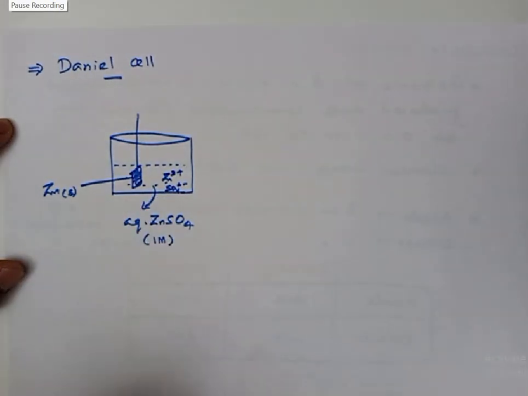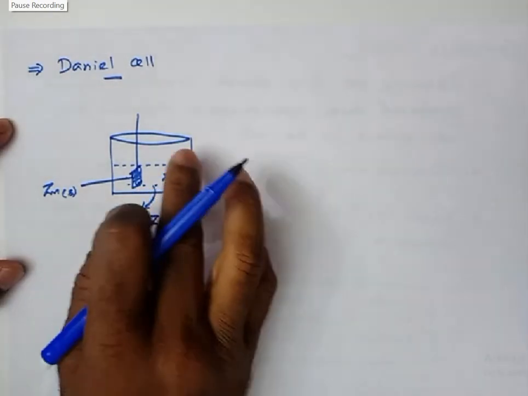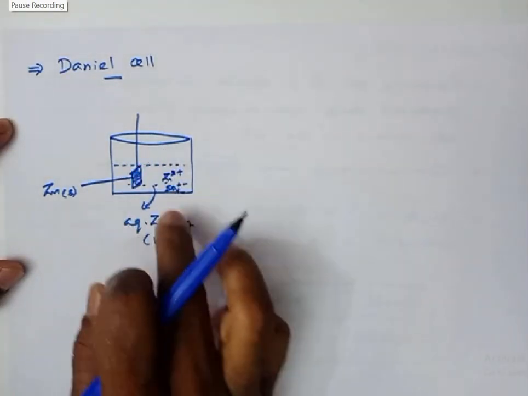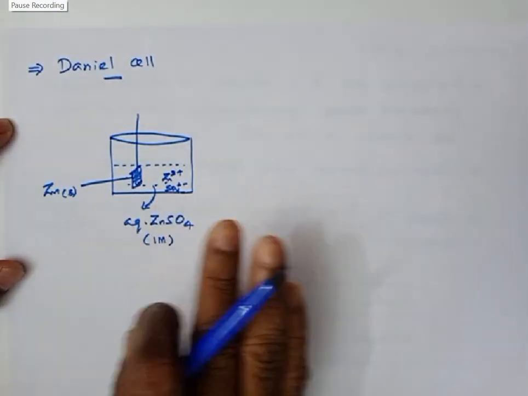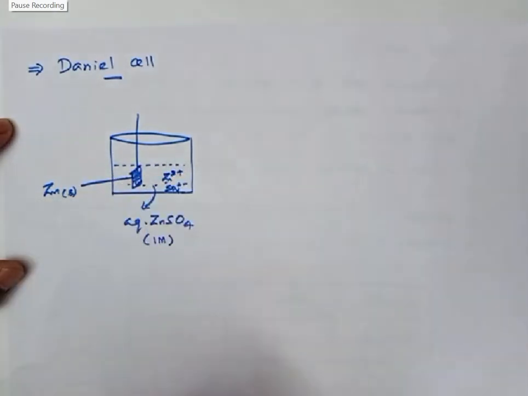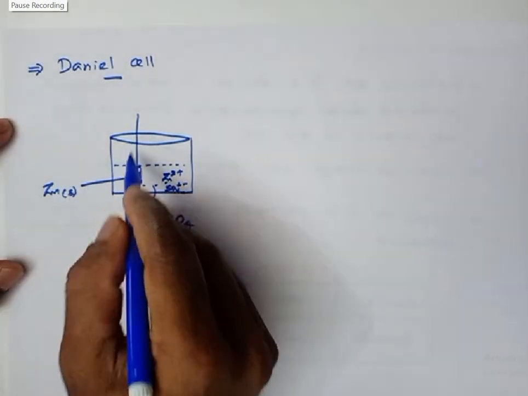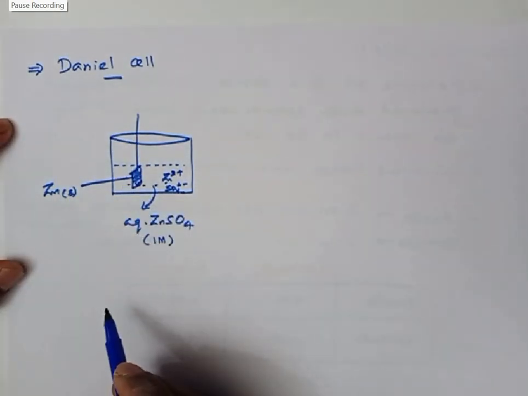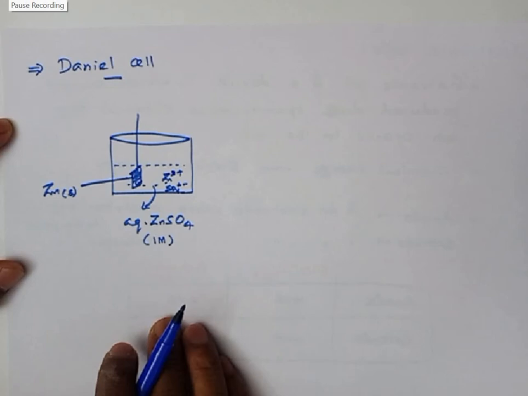Each zinc ion carries 2 positive charge. Initially, the number of zinc ions and sulfate ions are exactly equal, so the solution is neutral. When you immerse a zinc rod in this solution, what will happen?